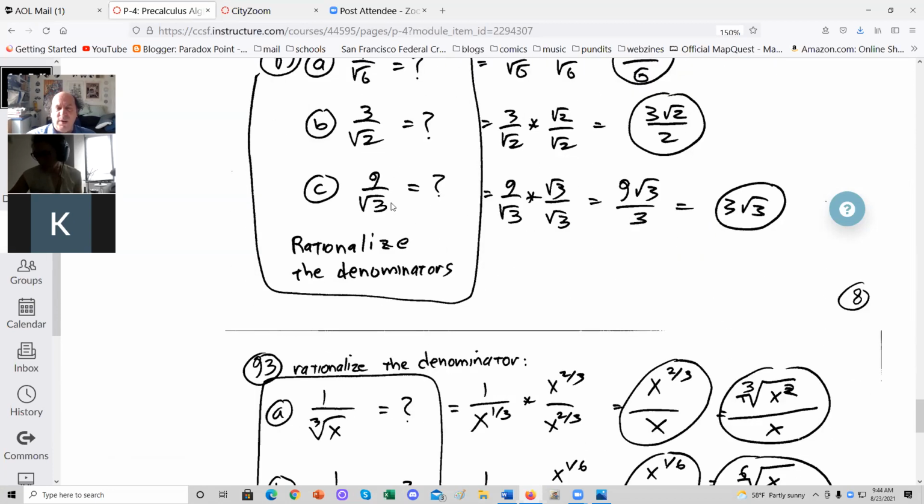9 over root 3, what's that? Well, multiply above and below by root 3, and the numerator is 9 root 3. The denominator, root 3 times root 3, is 3. 9/3 cancels, leaving a 3 root 3.